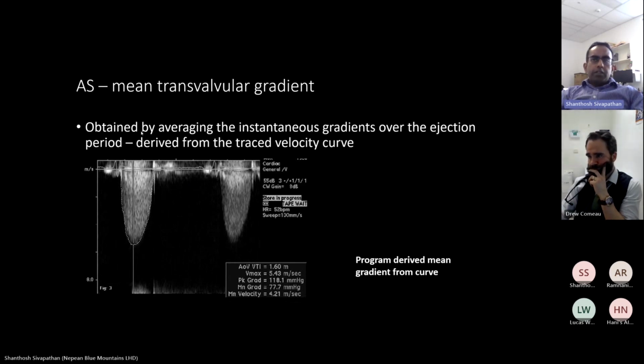And the mean gradient in this case is obtained by averaging the instantaneous gradients over the ejection period, and is derived from the trace of the velocity curve. And when you trace it, the program automatically will give you a measurement of what the mean gradient is. So we look at both the peak and the mean gradient.